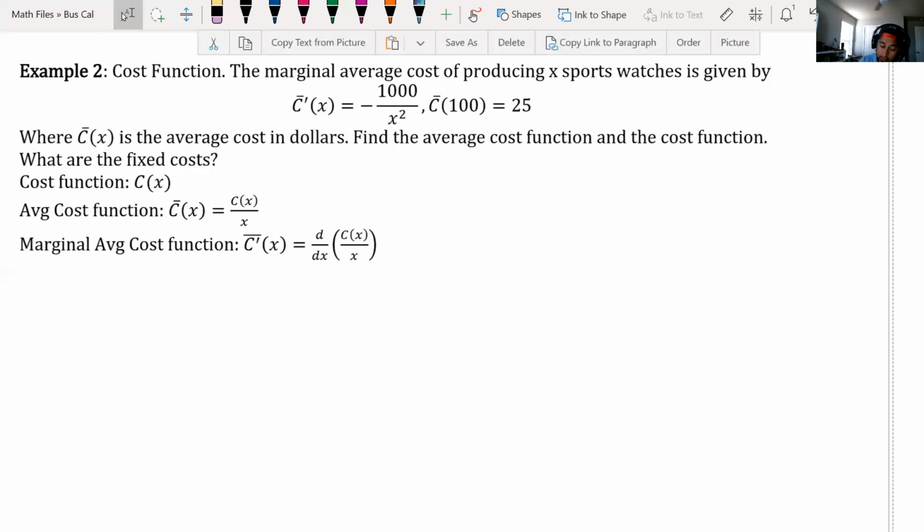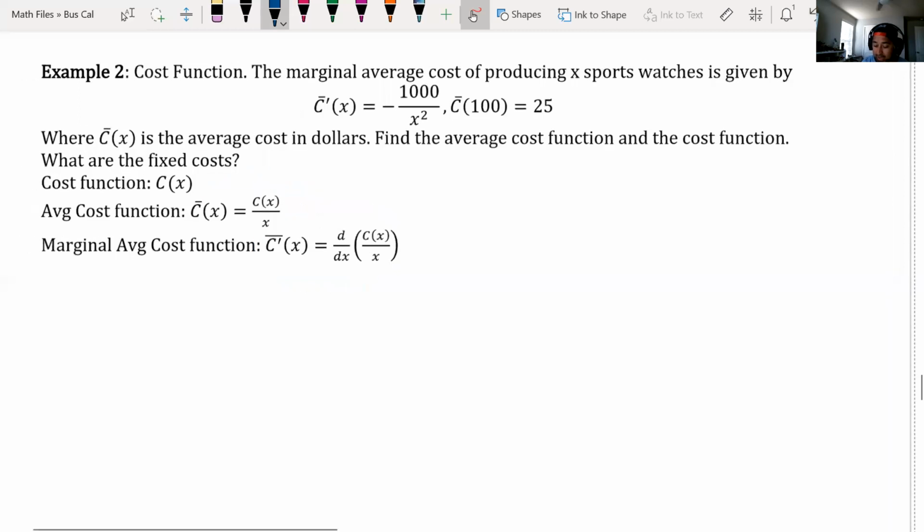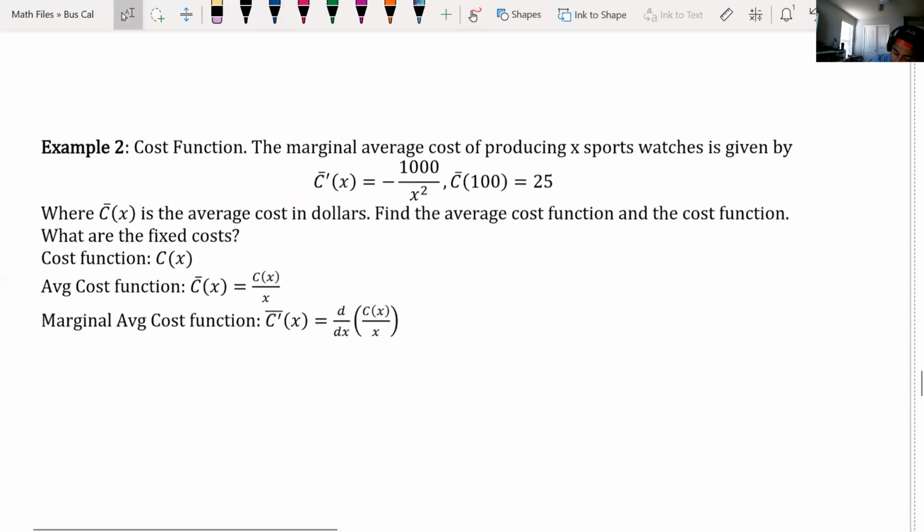So what they're giving us in this problem is the marginal average cost function. What we need to find is the average cost function. And in order to do that, we need to find the antiderivative. And then once we find the average cost function, we will be able to find the cost function. So we're going to go backwards, go backwards, go backwards. So let's start off by finding the average cost function first. So we'll call that A or 1.